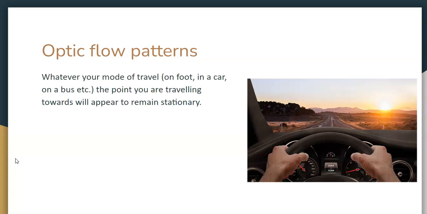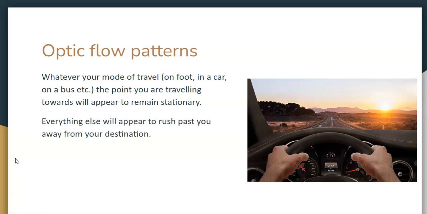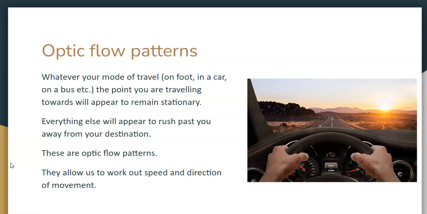Now, whenever you travel by a mode of transport, whether that's on foot, in a car, the point you're travelling towards will always appear to remain stationary. Like driving in this car, the point in the distance will always seem like it's not moving. But everything else will rush past you and away from your destination. And these are what Gibson called optic flow patterns. The distance remains stationary, everything else seems to rush past you. And what this means is it allows us to work out the speed and the direction of our movement.